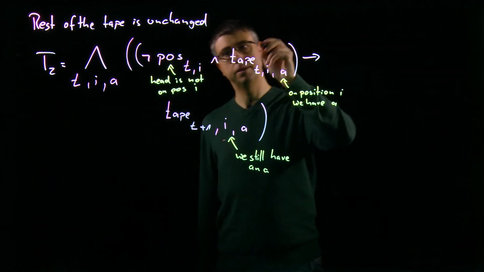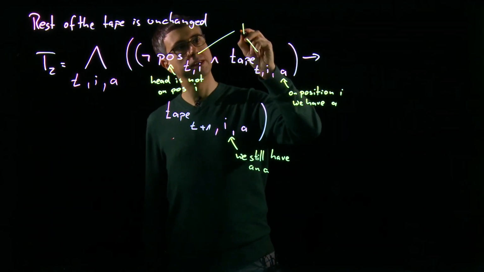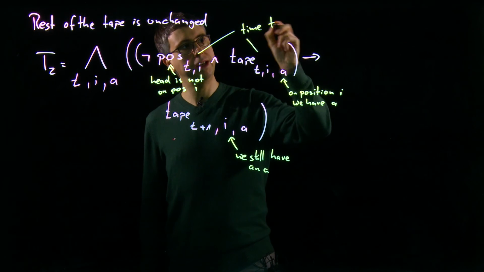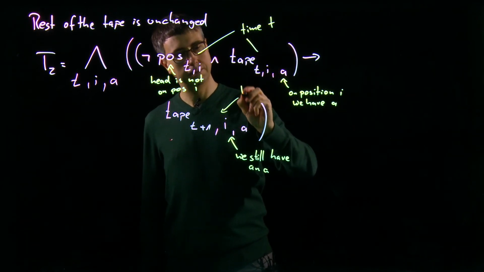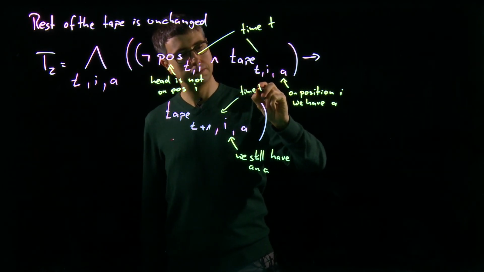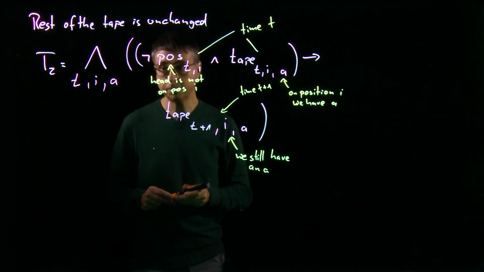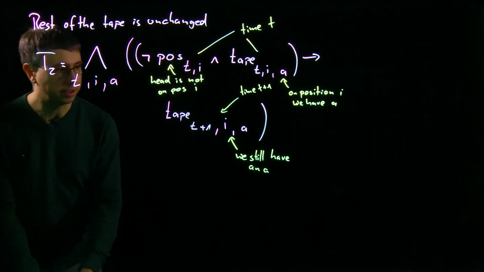This is time index t, time t, and this is time t plus 1. So this is what we have specified now in this formula.